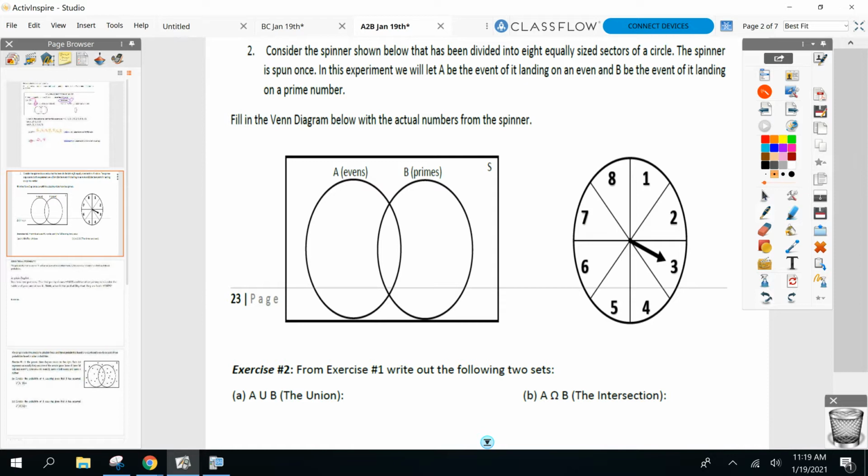So let's talk. 1, the number 1. Well, it's not even. We know that for a fact. And I will let you know that 1 is not a prime number. You may think it is, but it is not. Get that out of your head. 1 is not a prime number. Where do I put it then? I can't put it in A. I can't put it in B. You don't put it on anything. You put it outside. So I put the number 1 outside.